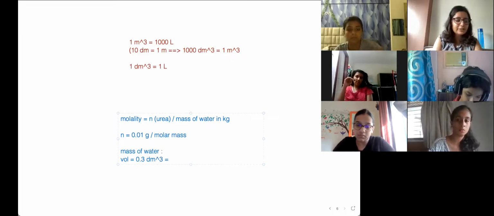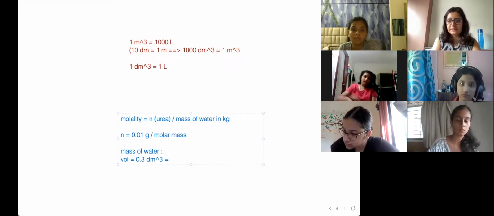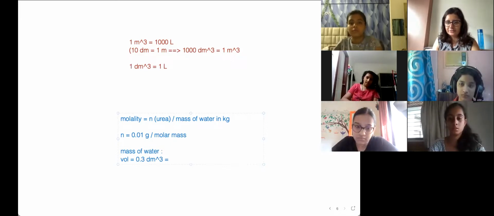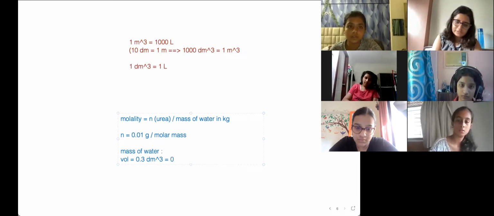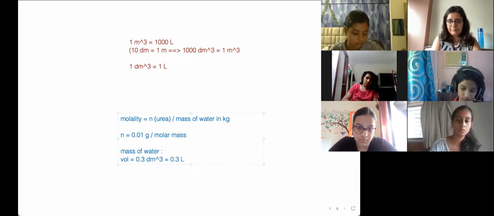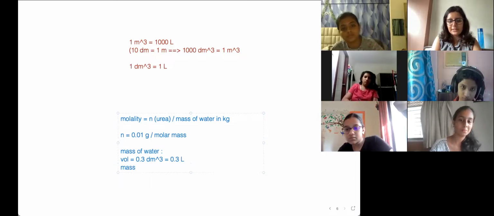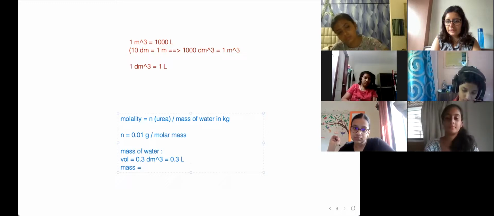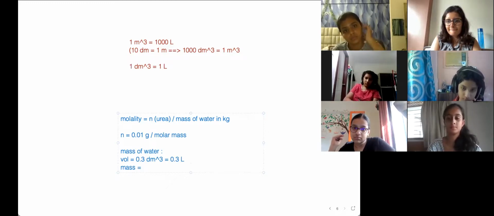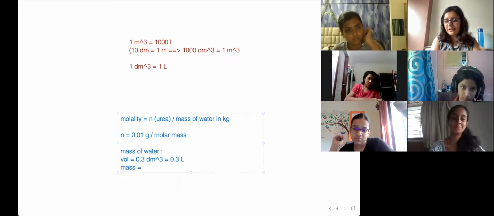Convert it to liters क्योंकि in terms of density and all, it's easy to figure it out in liters. So how many liters of water? 0.3 liters. So 0.3 liters, कितना mass है? What is the mass of 0.3 liters of water? Density of water कितना है?